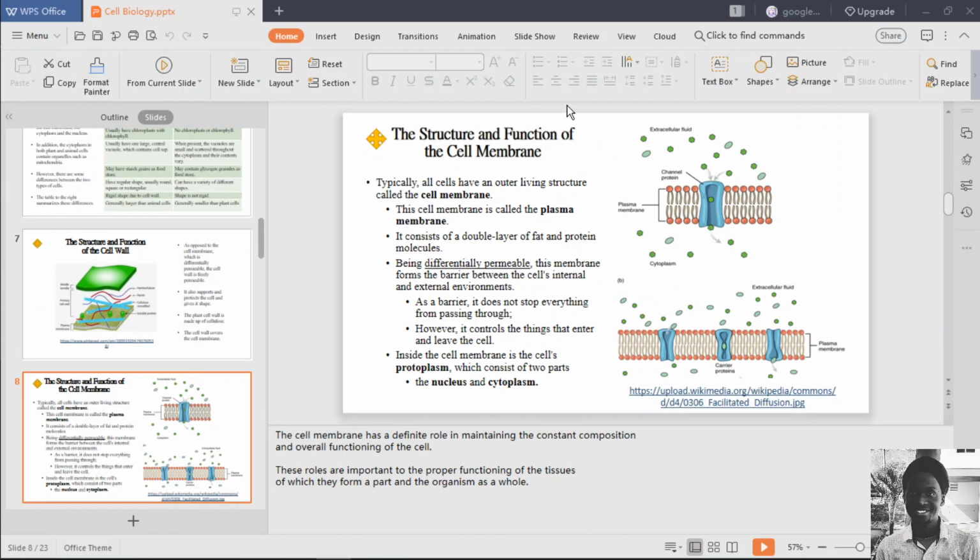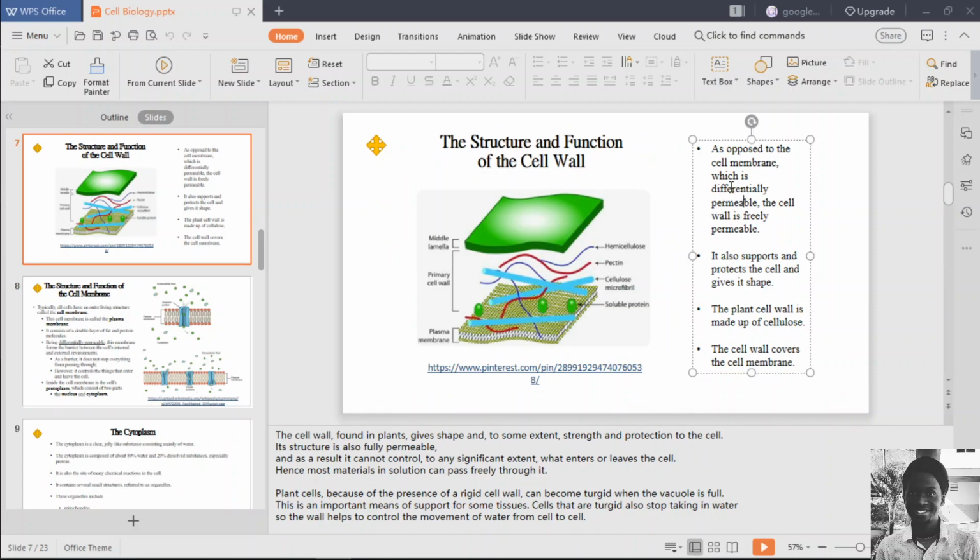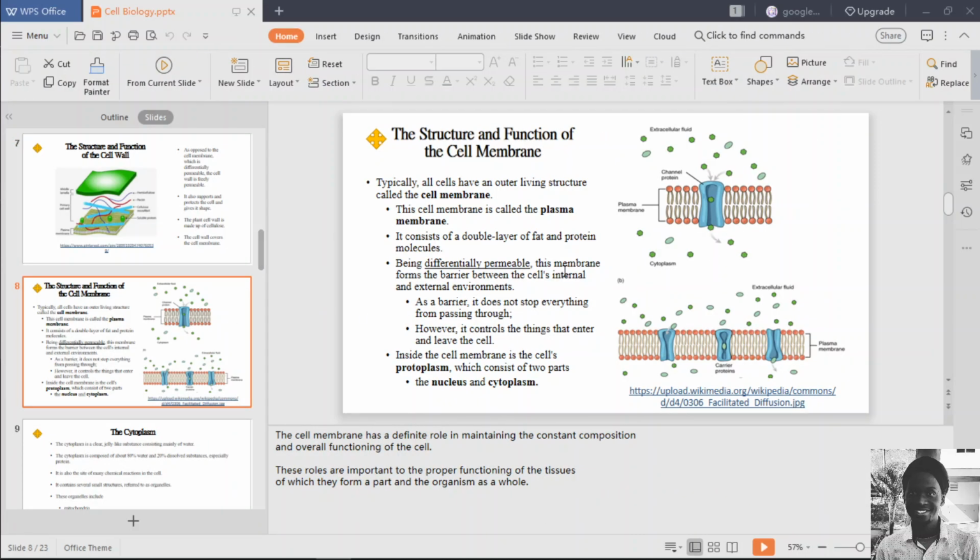Then we have the cell membrane, the structure and function of the cell membrane. Typically, all cells have an outer living structure called the cell membrane, and this membrane is also called the plasma membrane. It consists of a double layer of fat and protein molecules. Most times it's called a phospholipid bilayer or a phospholipid double layer. Being differentially permeable, as I stated before, it has a level of control over what enters and leaves the cell, so it acts as a barrier.